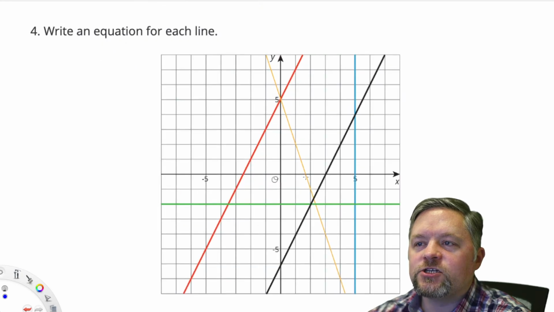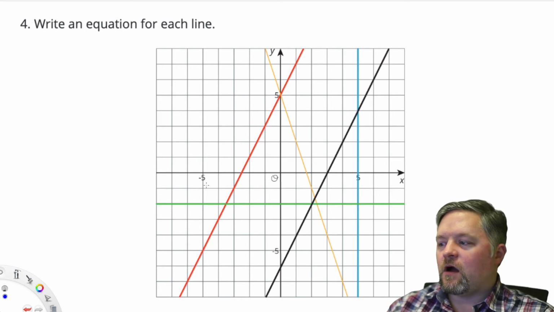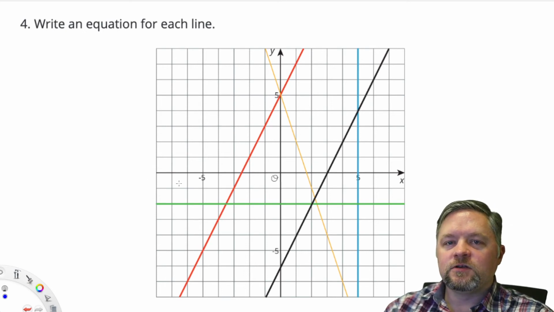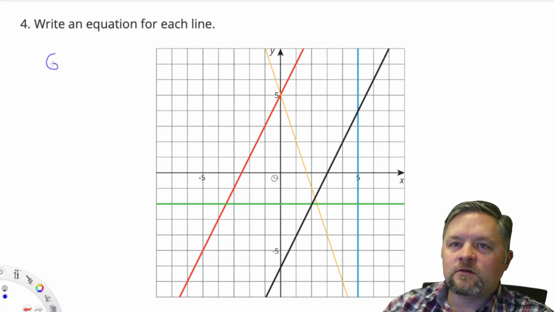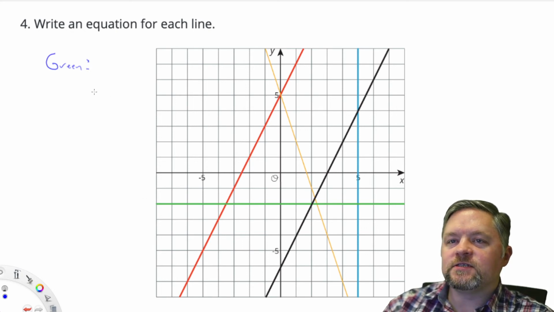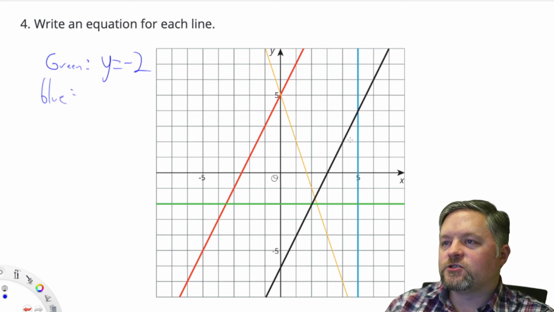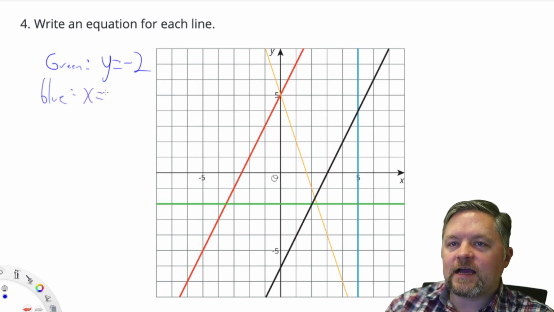Write an equation for each line. Okay, green and blue are horizontal or vertical, so they are y equals a number or x equals a number. Green is horizontal, which means the y value is always the same, and y is always equal to -2. Blue is vertical, so the x value is always the same. The x value is always equal to 5.